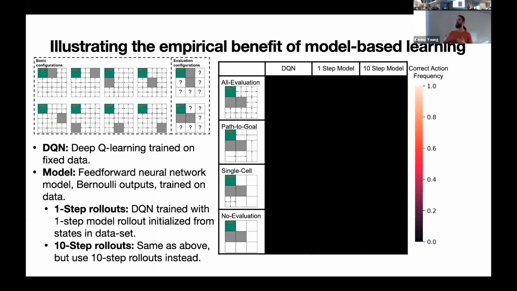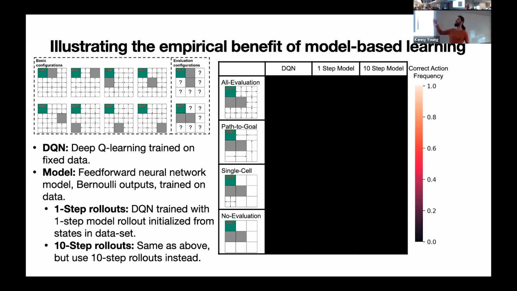Now we're going to see how a model-free and a model-based approach do using each of these levels of data coverage. For the model-free approach, I'm just using DQN, trained directly on that fixed data set. Pretty straightforward. For the model-based approach, I'm using a feed-forward neural network model with Bernoulli outputs, trained on that data set. I'm going to use that model to generate imagined transitions to learn a value function.